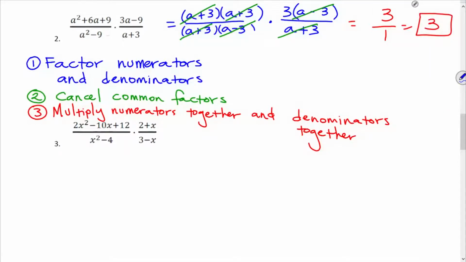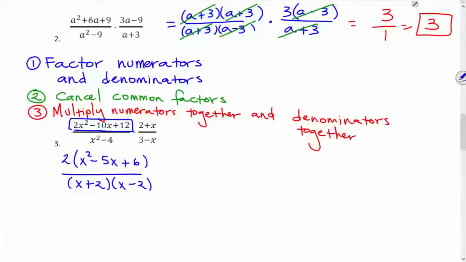I'm first going to factor everything that I can factor. Starting with this big thing, what I see is that there's first a GCF. So I'll factor the GCF of 2 and get x squared minus 5x plus 6 over x squared minus 4, which is the difference of squares, so I get x plus 2 and x minus 2, times, now over here, 2 plus x. The order is kind of backwards, and I can reverse the order because addition is commutative, so x plus 2 and 2 plus x are the same thing.